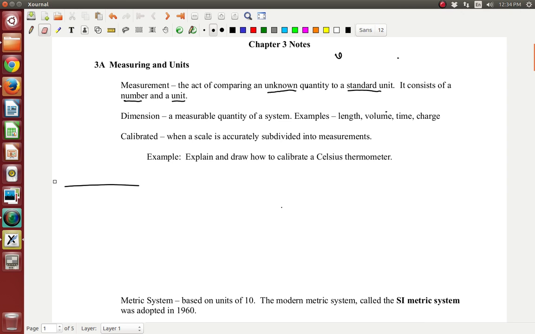Another example would be we could agree that a length is a student, and we can measure the length of the hallway by laying the student down and then moving him up until we see how many students long the hallway is.